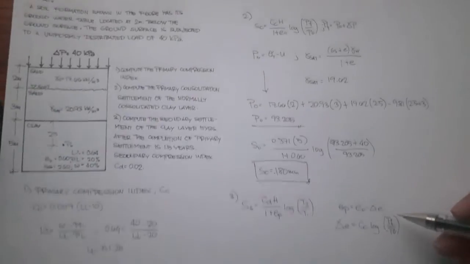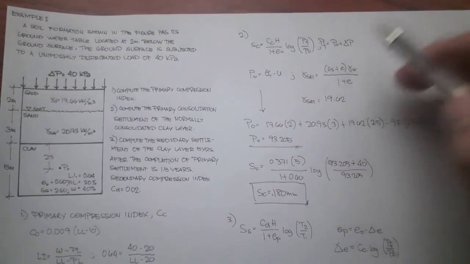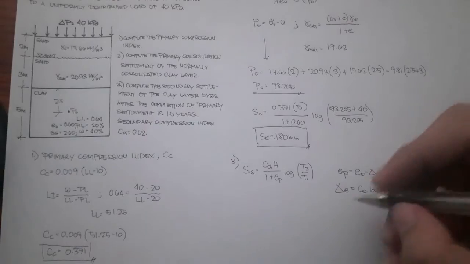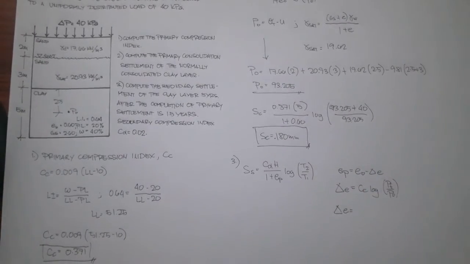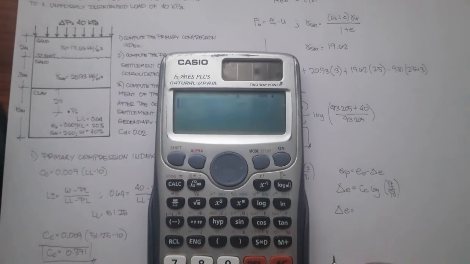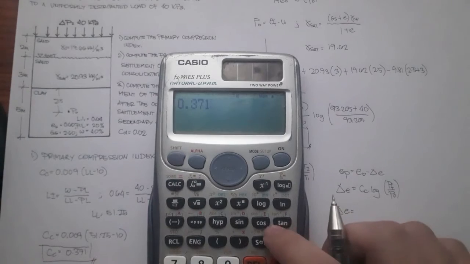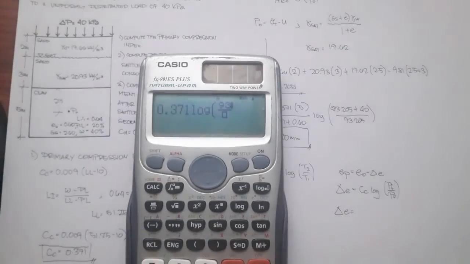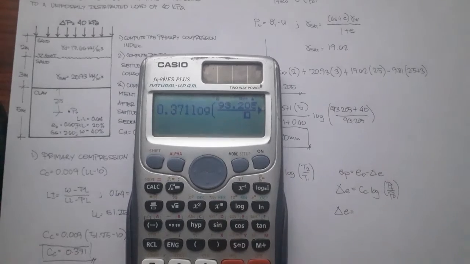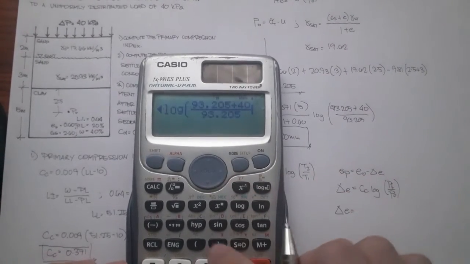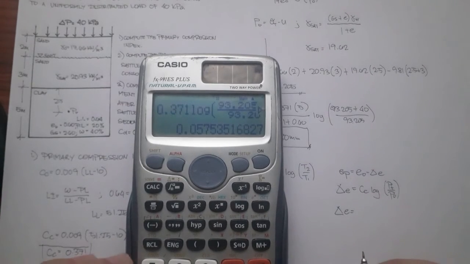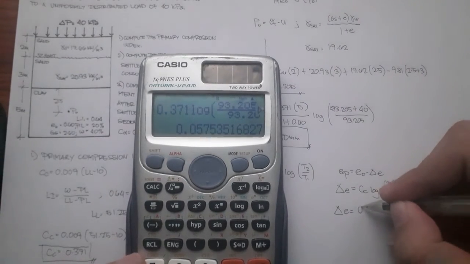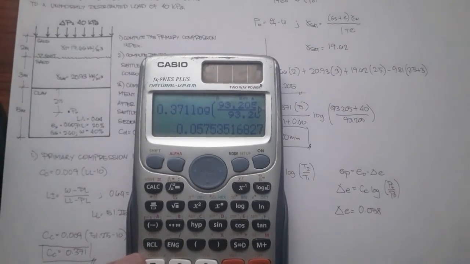And again, P final is equal to PO plus change in P. Substituting the values, we could get the change of E, which is 0.371 logarithm of PF, which is 93.205 plus 40 over 93.205, which gives 0.0575. Rounded to 3 decimal places, we got 0.058.